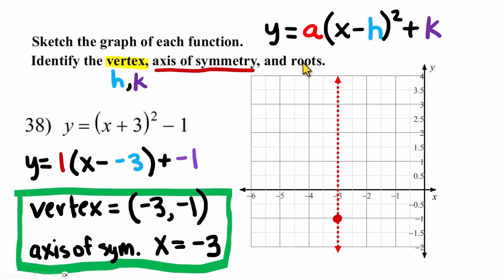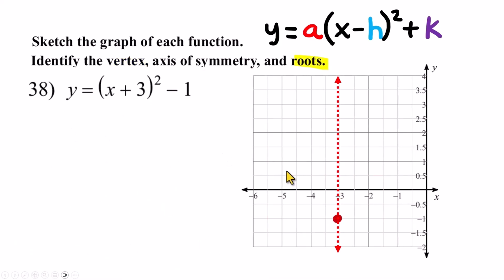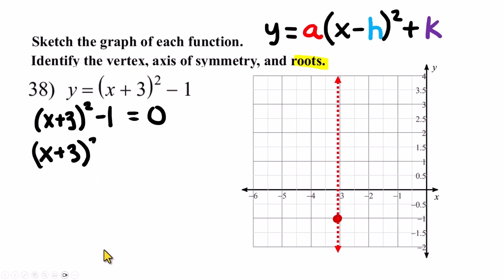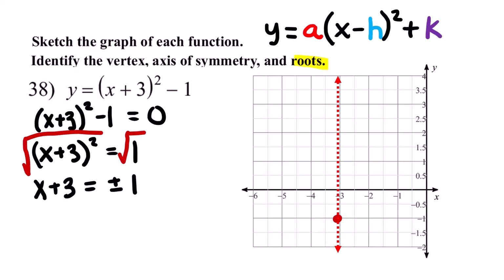We also have to find roots. The roots are when y equals 0. The roots are where it crosses right here. Somebody else might say the answers. So you want to find the answers when you let y equal 0. Well, we've already been doing these problems. We're going to add that 1 to both sides. Then you take the square root of both sides. And we end up with x plus 3 equals plus or minus 1.